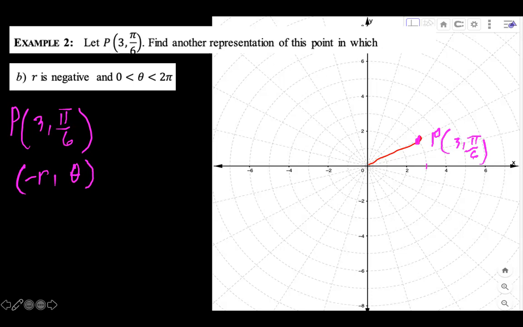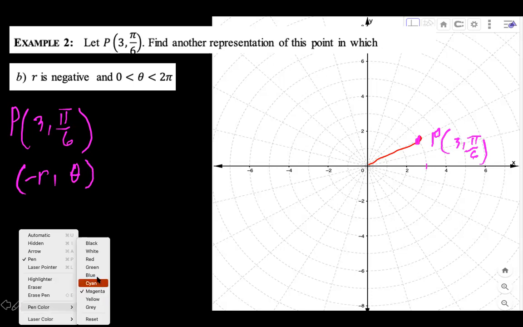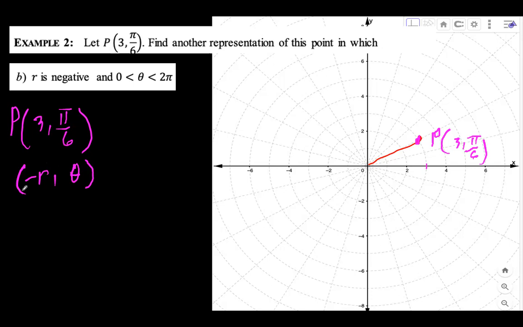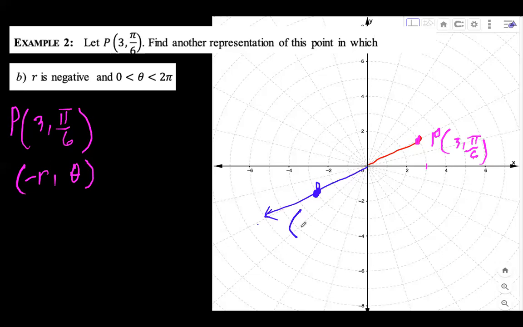So if we're talking about, let's make use of gray, blue. If we're talking about negative radius, the terminal side should be here, right? Because this is the opposite, all right? And that's 3, so the point should be found here. And this point is, find another representation. Okay, here we go. So the point should be, okay, wait a minute. The point should be -3.